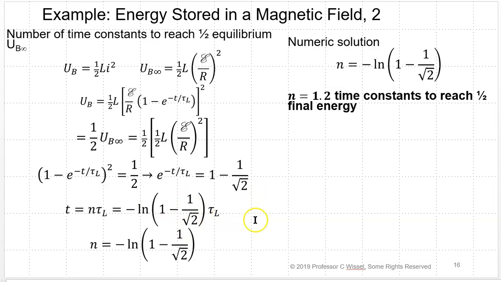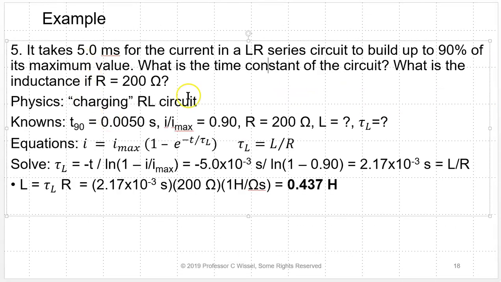And of course, then we can solve that for n by dividing through by τL. n equals minus the natural log of the quantity, 1 minus 1 over the square root of 2. When we substitute in, at this point we've solved that, n equals 1.2 time constants to reach 1/2 the final energy. Okay, so here's another example.